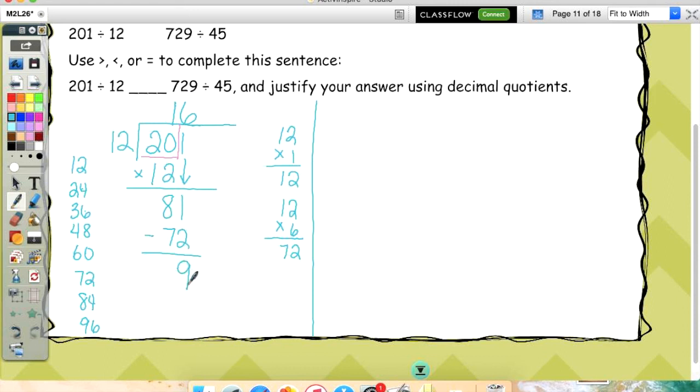Oh, this is taking longer than I thought. Okay, so I don't want remainder 9. It says justify your answer using decimal quotients. So I'm going to add a decimal, and we're going to work this out until it ends up to be 0 remainder. It will. Okay, so which number's closest to 90? 84. So 1, 2, 3, 4, 5, 6, 7. 12 times 7 equals 84. You don't have to write it in the guess and check, but do you know why I like it? Because I can use it again later if I want.